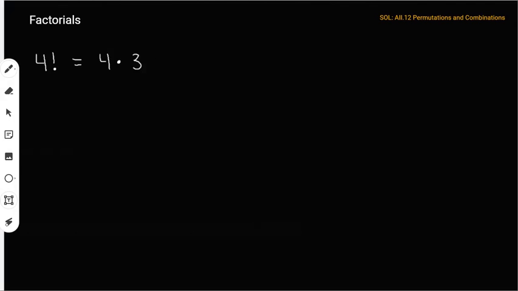We're going to multiply it by 3. Then we're going to multiply it by 2. And then multiply it by 1. And we always stop at 1. So taking this in parts, we know that 4 times 3 is going to give us 12. 2 times 1 is going to give us 2. And then 12 times 2 is going to give us 24. So that's going to be my answer for that one.